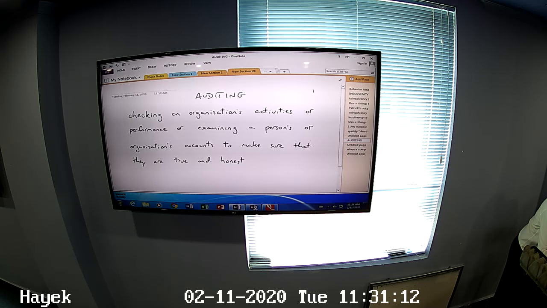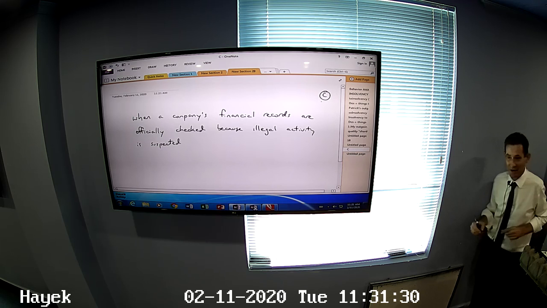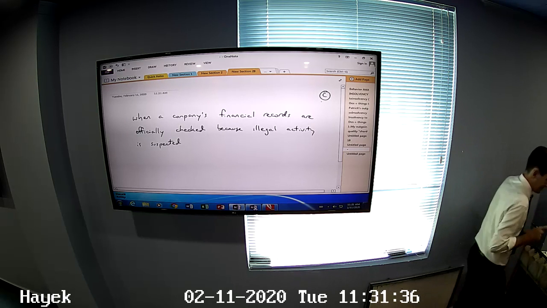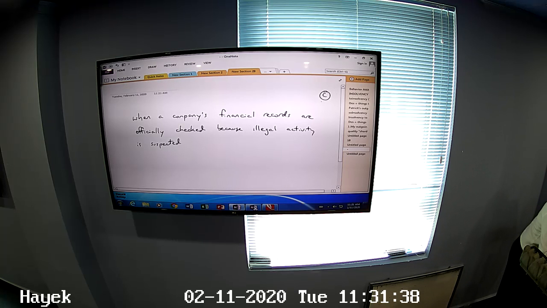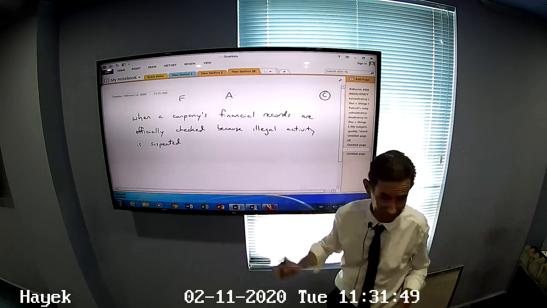That was board B. The last one, board C. I'm not going to come around and check. Whether a company's financial records are officially checked because illegal activity is suspected. This one is difficult. Well, it is FA, but it's not financial accounting. No, it's not tax. The clue here is illegal activities.